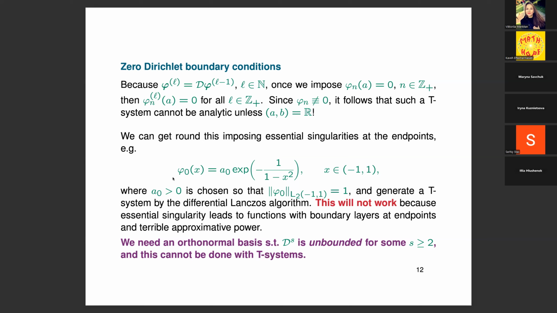And it's a very bad idea. The very bad idea because the essential singularity causes these functions to develop increasingly large boundary layers near the endpoints. And the functions are becoming completely crazy. And they don't have any power to approximate other functions. This is completely useless. We cannot use it. We need a completely different approach. So let us move to a different approach.